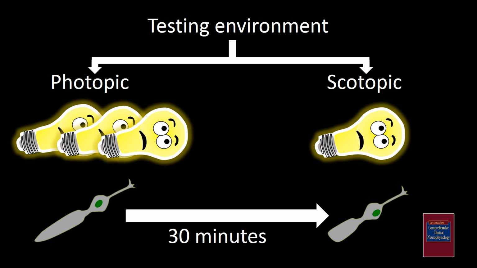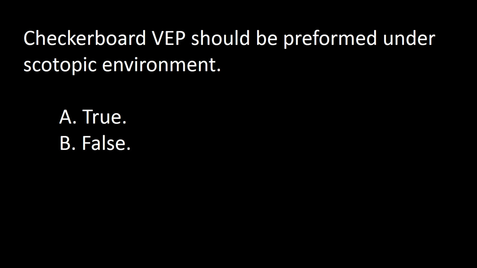A statement in Luther's book mentions that it takes 30 minutes for photic vision to become scotopic vision. It does not mention how long it takes for scotopic vision to become photic vision. What I take of the previously mentioned statement is not to keep the patient waiting in a dark room before performing a visual evoked potential. I like to keep the patient in the same room before and during performing a visual evoked potential. So the answer to this question is B.